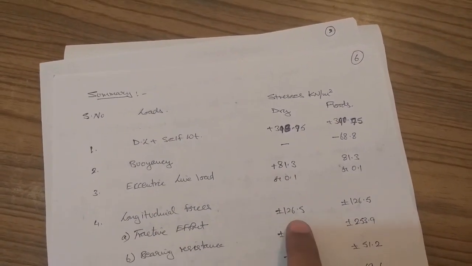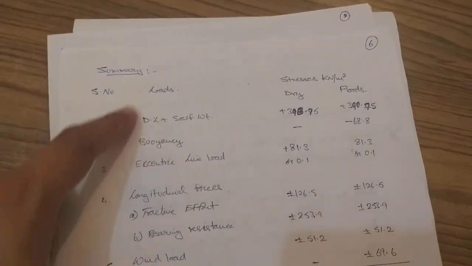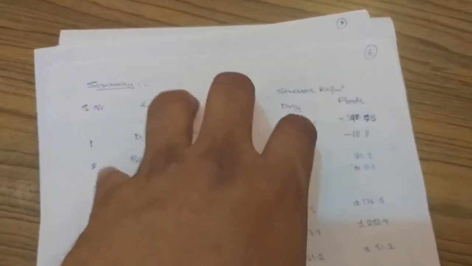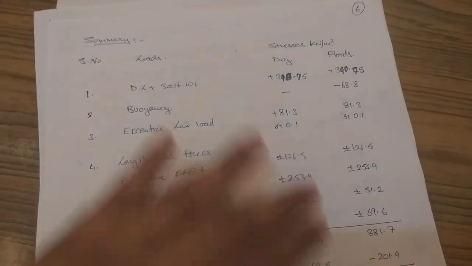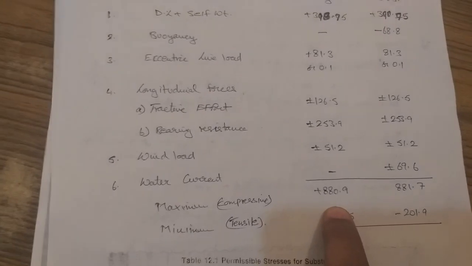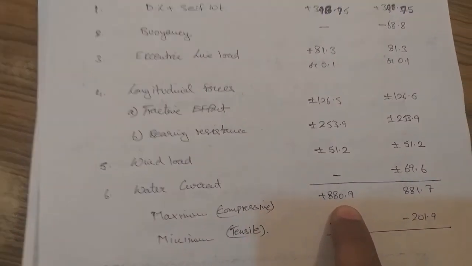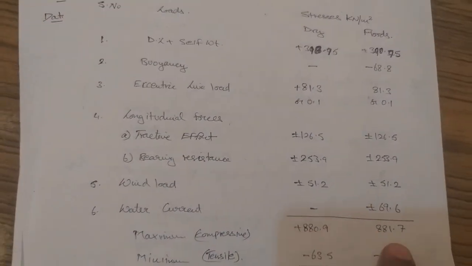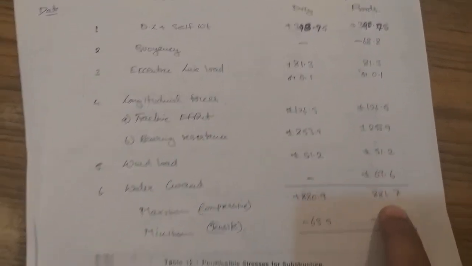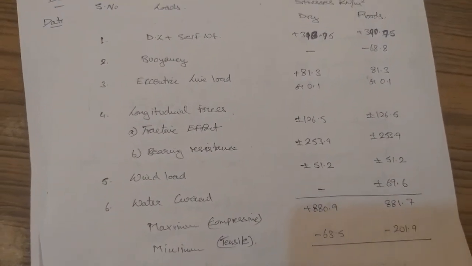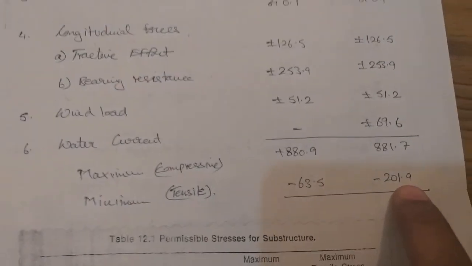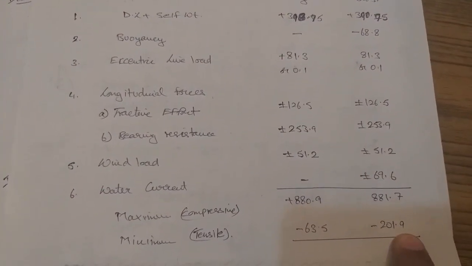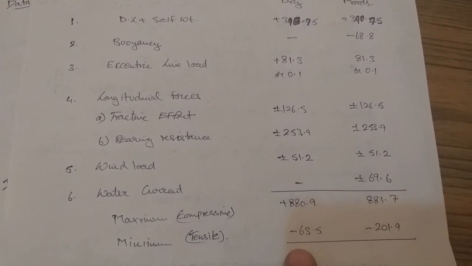Longitudinal forces, tractive effort, you have plus minus. So I have jotted down all the stresses which we can calculate here. When we add all, you get a positive maximum value of 880.9 kilonewton per meter square. And for the floods, it is 881.7 kilonewton per meter square. Similarly, when you choose the negative signs, then you have minus 63.5 and minus 201.9. Positive means compressive force, negative means tensile force.